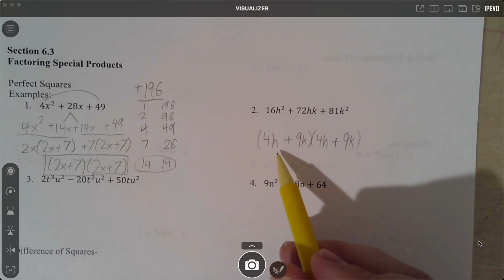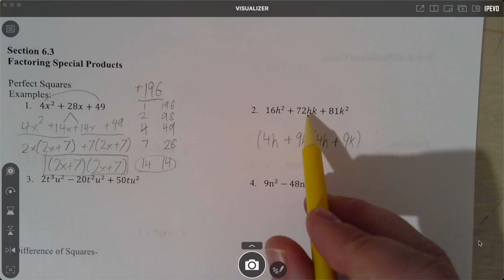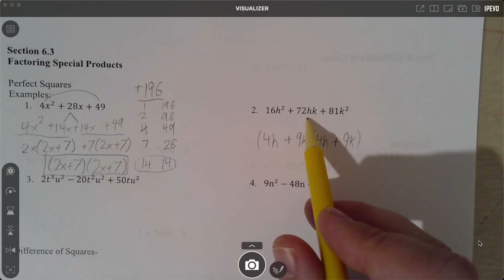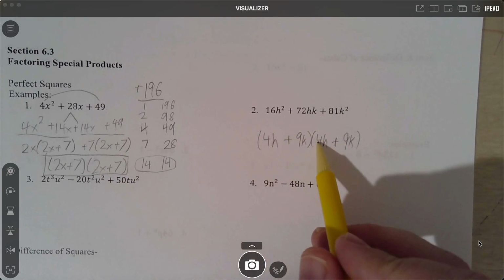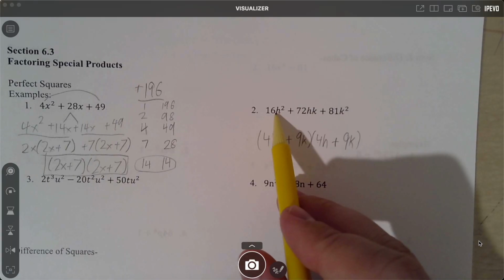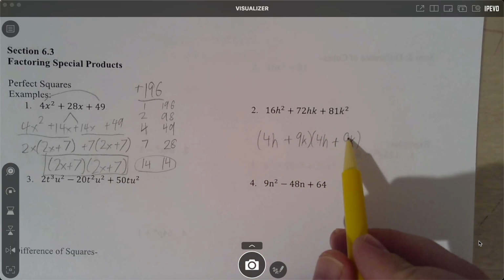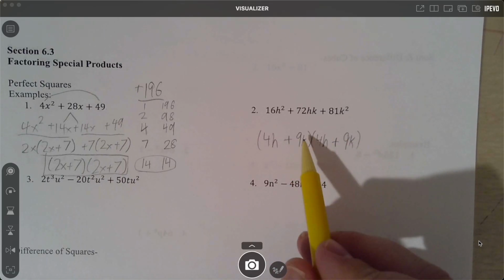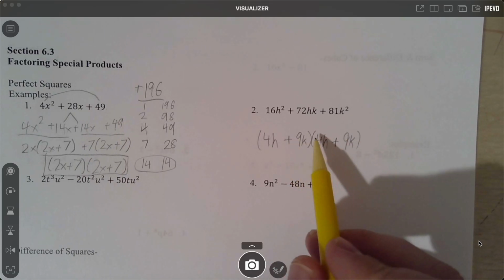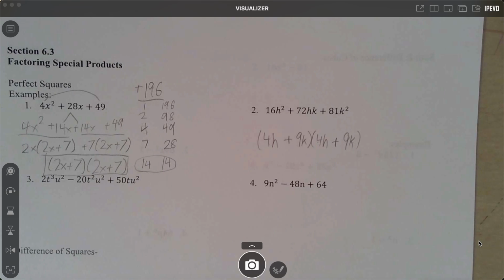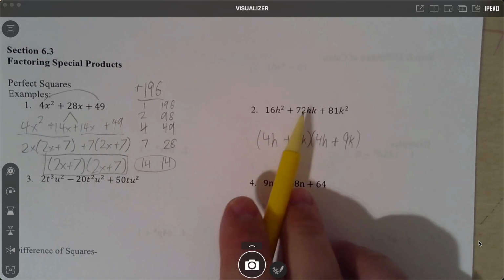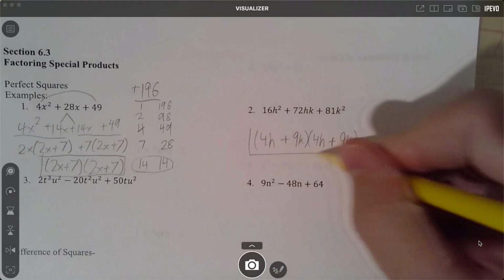And now I'm going to verify that I do make my 72hk. I'm just going to say it verbally, but 4h times 4h is my 16h squared. Got it. 4h times 9k would be 36hk. And then 9k times 4h would be another 36. And guess what 36 plus 36 is? It is indeed 72, so we're good to go.